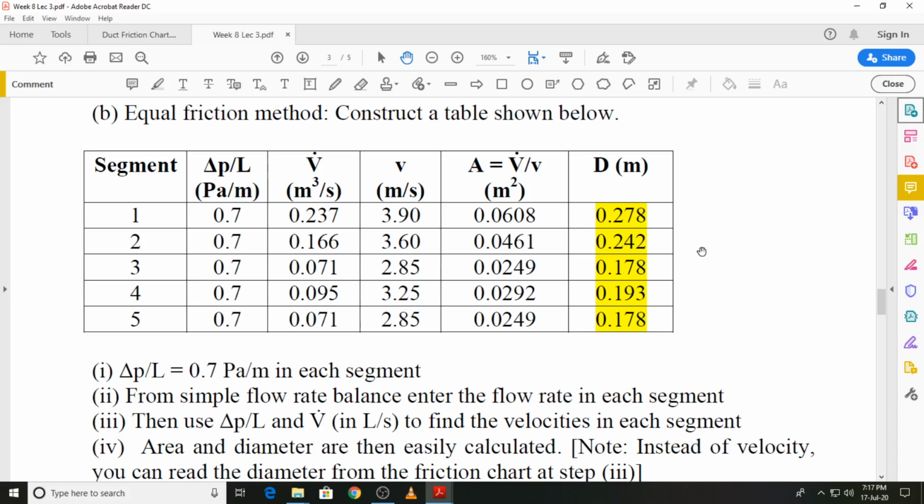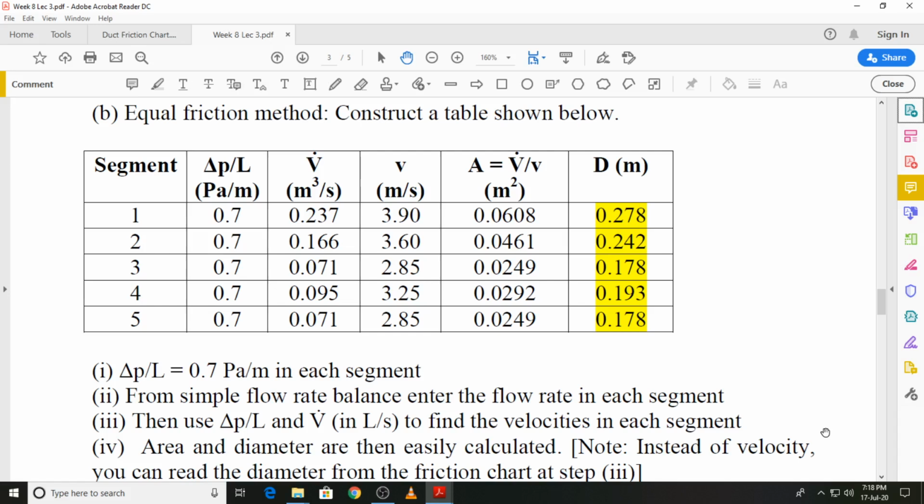The volume flow rates are going to be the same as before, because those are the required volume flow rates that are to be delivered through those 3 outlets. So those will not be altered. But this time the velocities will change, and when the velocities change, we will have a different cross-sectional area and a different duct diameter. Now how do we solve this?